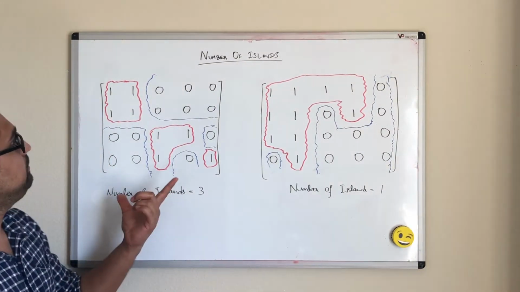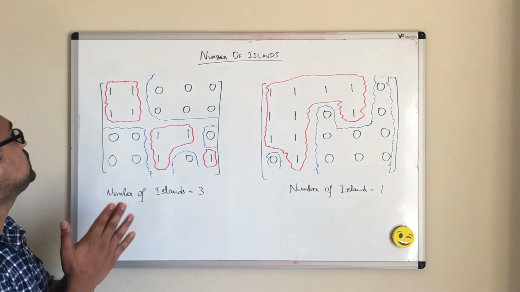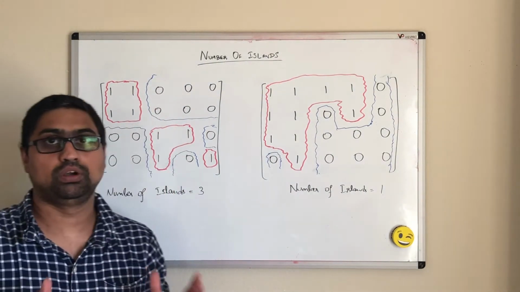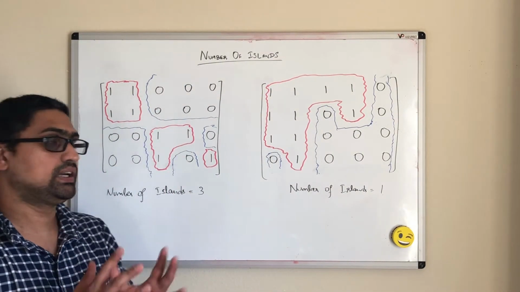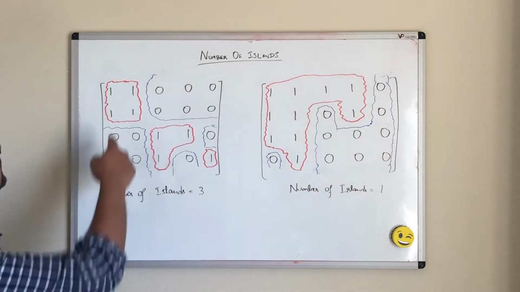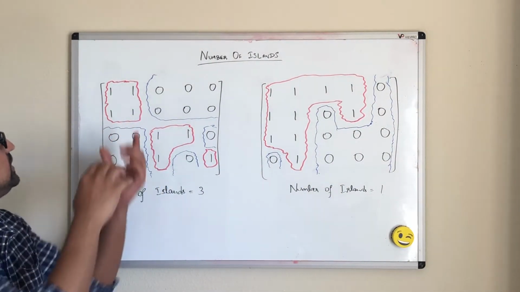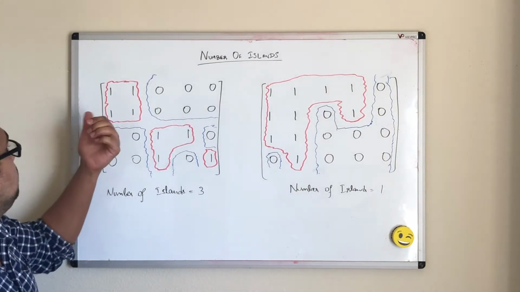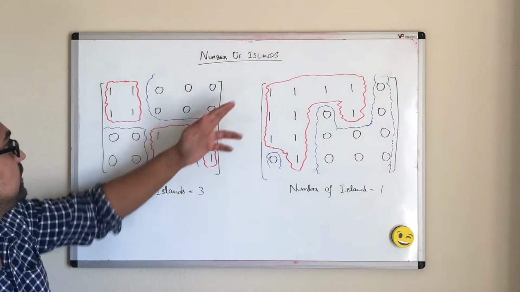So we're given a 2D matrix consisting of ones and zeros. A 1 represents land and a 0 represents water. So a group of ones that are connected horizontally or vertically form an island. So here, these 4 ones together form an island. Anything beyond this matrix on either side is water.